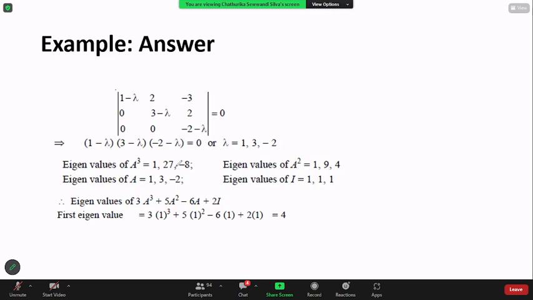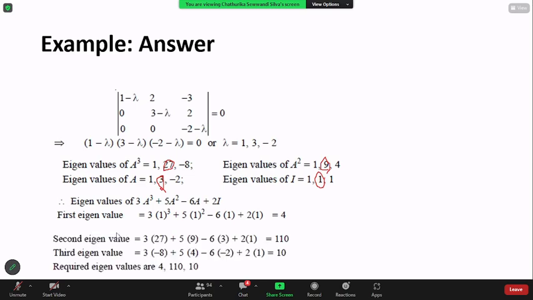Now we are selecting the second eigenvalue in each case. This one, this one, this one, and this one. Right. So this is the second eigenvalue.